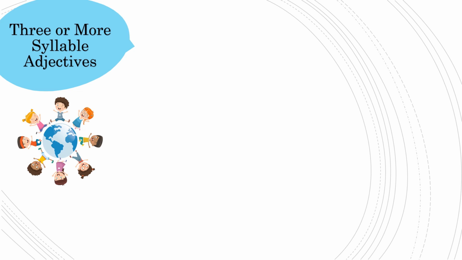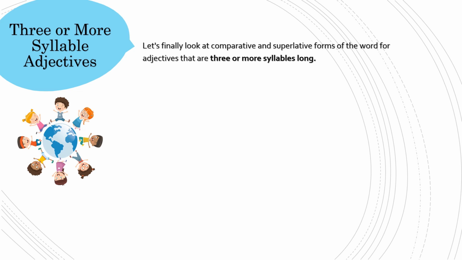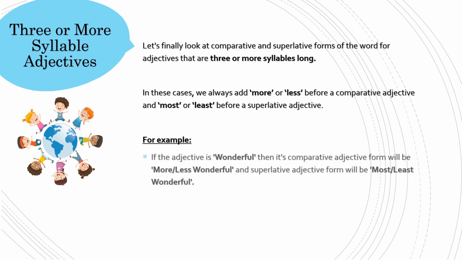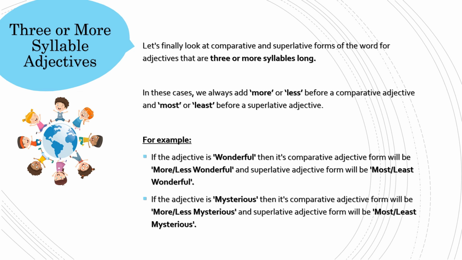Three or more syllable adjectives. Let's finally look at comparative and superlative forms of the word for adjectives that are three or more syllables long. In these cases, we always add more or less before a comparative adjective and most or least before a superlative adjective. For example, if the adjective is wonderful, then its comparative adjective form will be more or less wonderful, and superlative adjective form will be most or least wonderful. If the adjective is mysterious, then its comparative adjective form will be more or less mysterious, and superlative adjective form will be most or least mysterious.